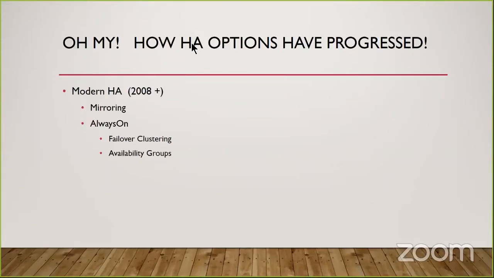Now what I'd like to do is talk about modern high availability. And modern is relative. I remember talking something that's at least at minimum 10 years old, which in technology is pretty much prehistoric. But since 2008 came around, we've started picking up some really significant high availability options that give us a whole lot better choice.